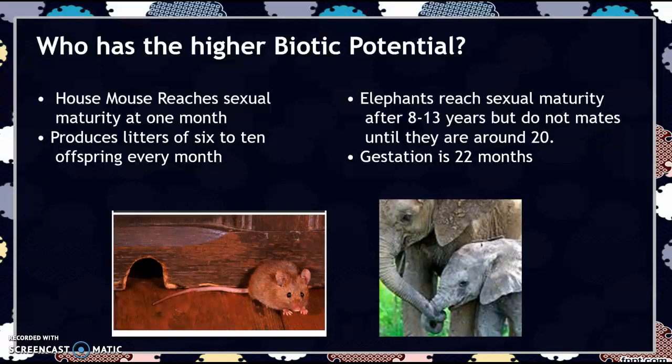So here's an example. We've got our house mouse, which reaches sexual maturity at 1 month. When it reproduces, it produces litters of 6 to 10 offspring at a time, and it's generally once a month. Elephants, on the other hand, reach sexual maturity after ages 8 to 13, but they often don't mate until they're 20. Gestation or pregnancy is around 22 months. So in this case, if we're comparing these two organisms, our mouse would have a higher biotic potential than our elephants.